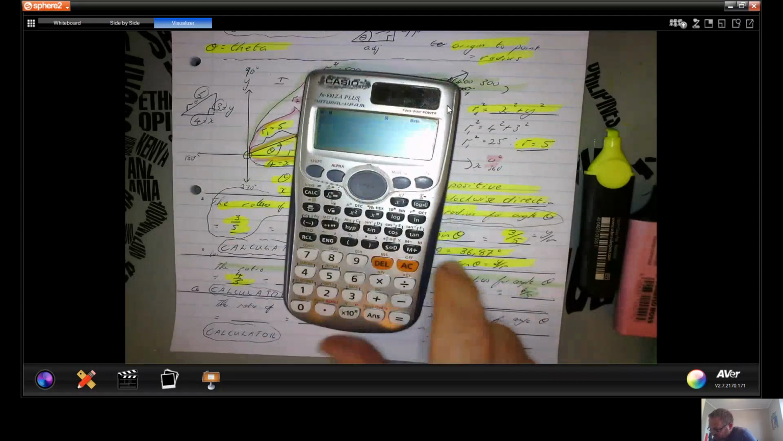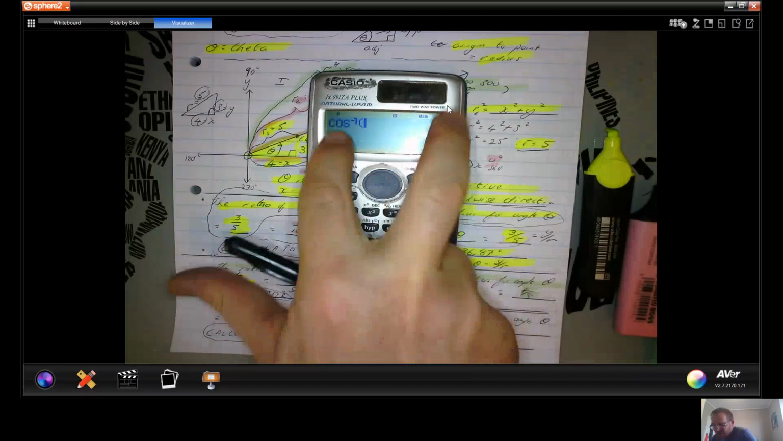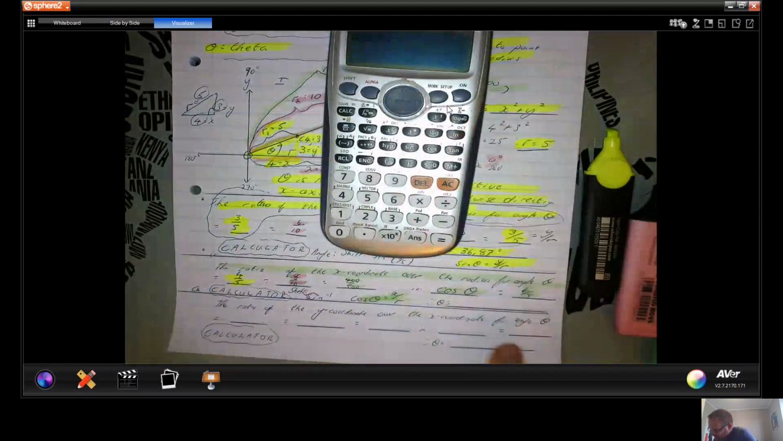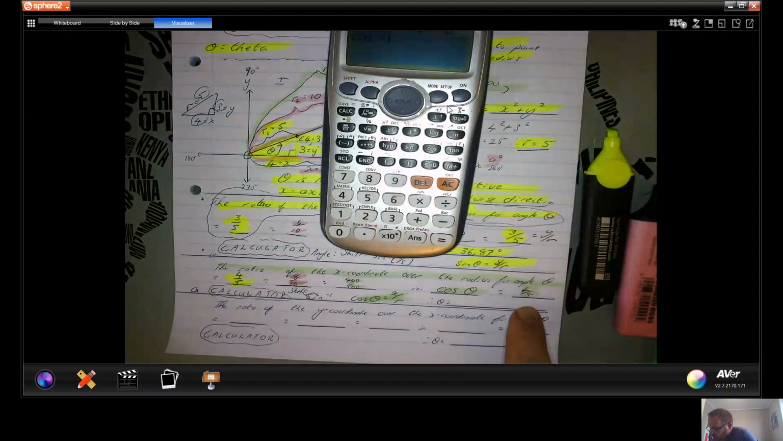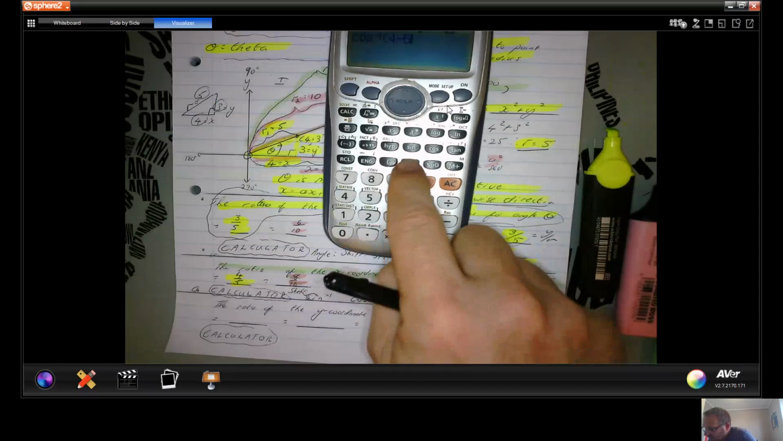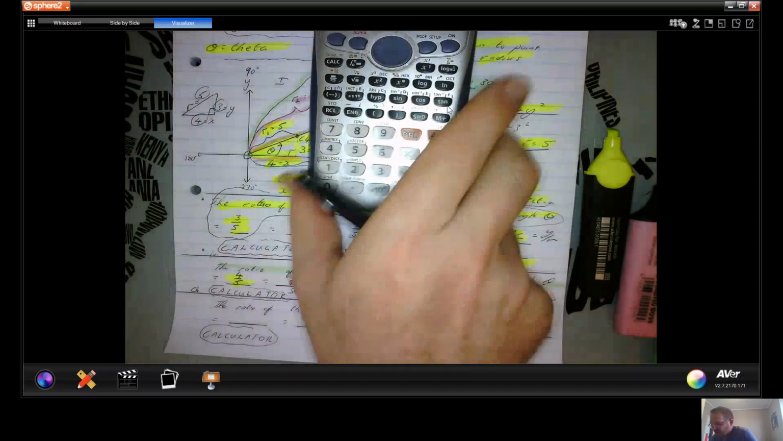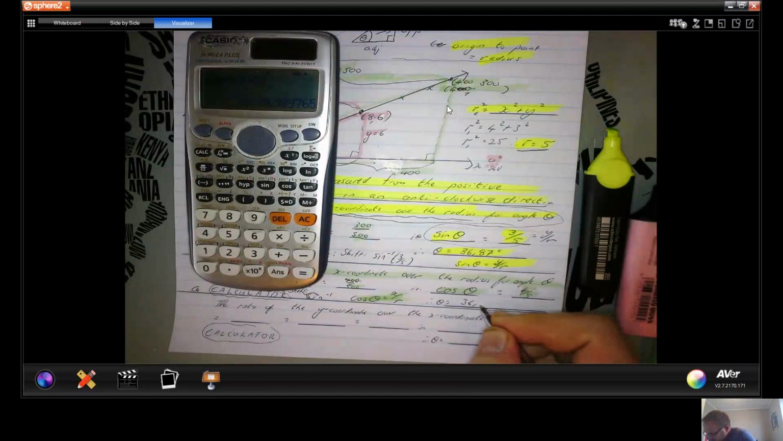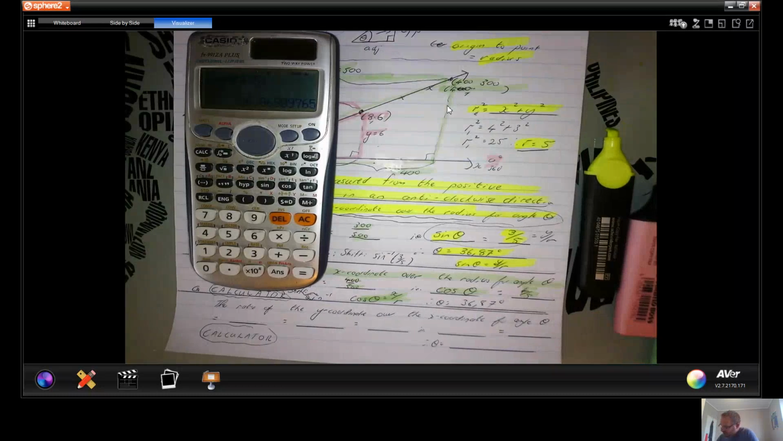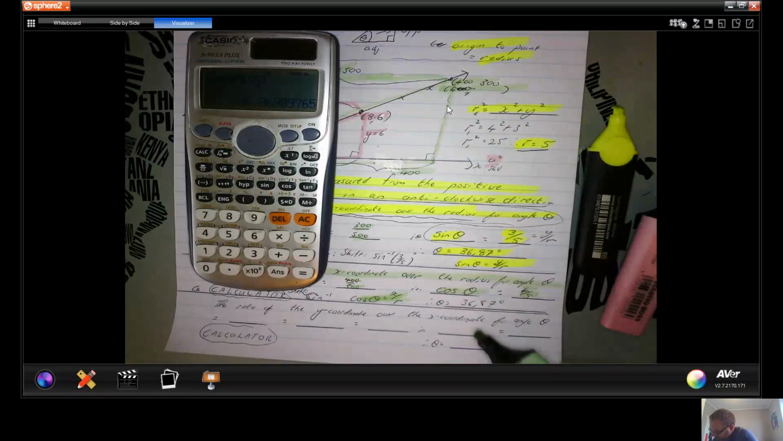So I'm going to go shift cos to the negative 1. Cos to the negative 1 finds the angle. And if I go cos to the negative 1 of 4 divided by 5 equals, voila, and your answer is 36,87 degrees. So theta is equal to 36,87 degrees, which is the same as that.